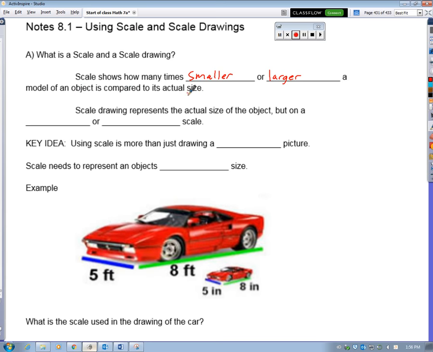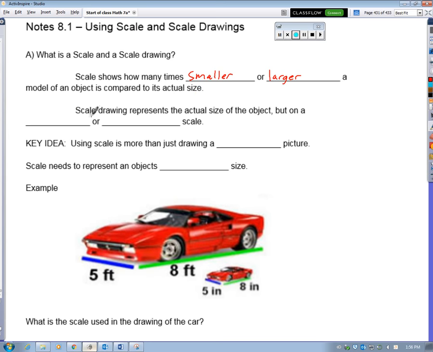Okay, so this could be a drawing of a building, or maybe even a model of a building made from clay or some sort of material or a 3D printer. So it's a model of something that is of its actual size, and it can be a smaller model or it can be a larger model. Okay, one of the two.